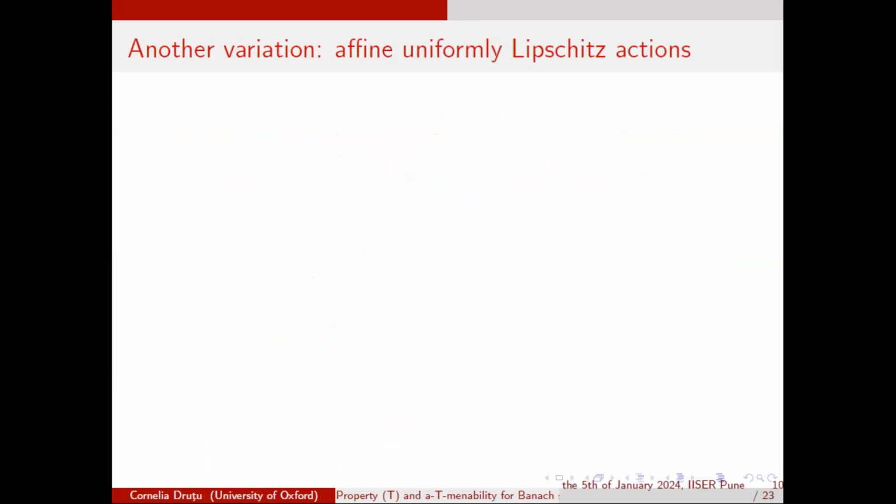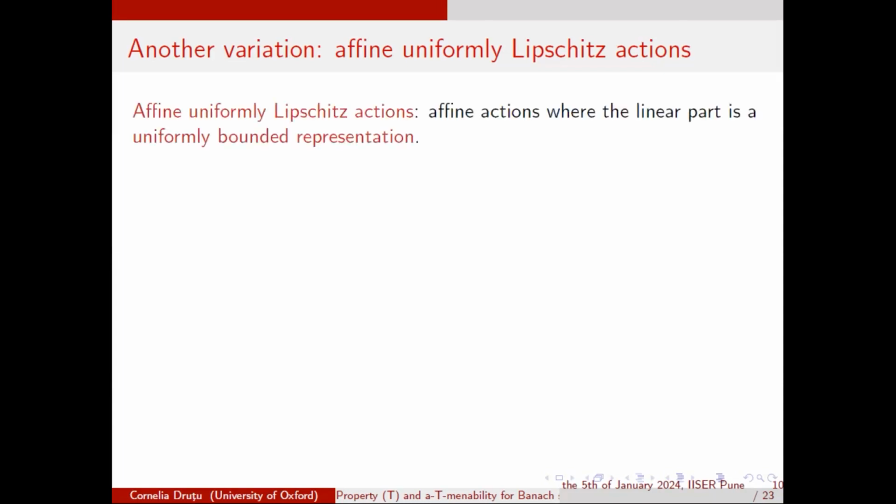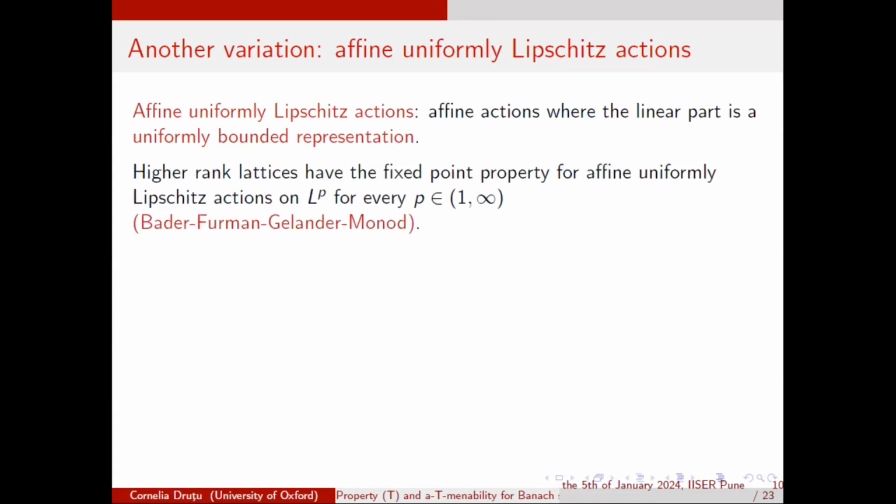Now, another way of tweaking these two properties is by tweaking the affine action. So before, the affine action had a unitary part and a translation part. And now we just allow for actions where the linear part is not going to be a unitary representation, but a uniformly bounded representation. And that will make the affine action uniformly bi-Lipschitz with the same constant. And this is why we call them affine uniformly bi-Lipschitz actions.